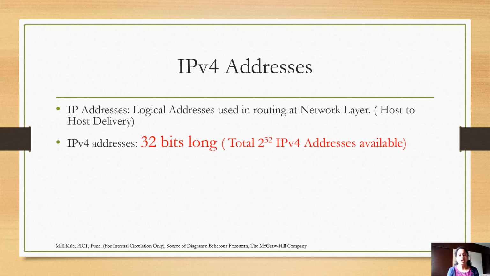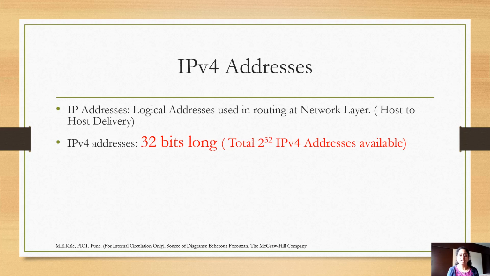Now let us have a look at the representation. An IPv4 address is 32 bits long, that is 4 bytes long. So the total number of IP addresses available to us is 2 raised to 32. Though this number seems sufficient, due to the increasing demand for IP addresses for assigning to the various gadgets or machines, we will soon be migrating from IPv4 to IPv6, that is version 6. Still, we are using IPv4 addresses.